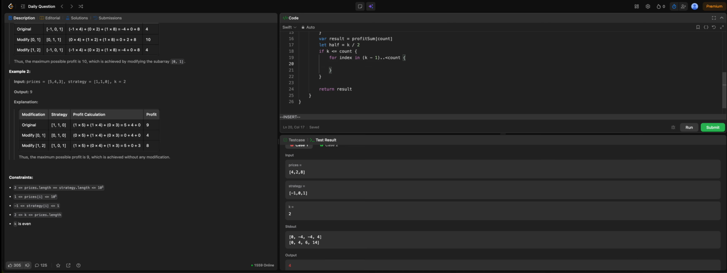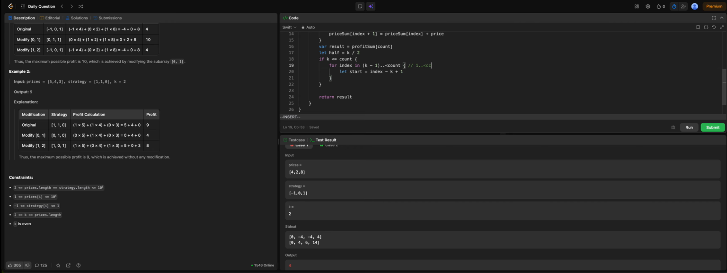So by doing that, I can calculate the start. So to calculate the start, index minus k plus 1. So let's call like our index is, we start from the k is 2. 2 minus 1 is 1 till the count. So that is what we want to do. So 1, 2, 3. So we got the index like 1 in here.